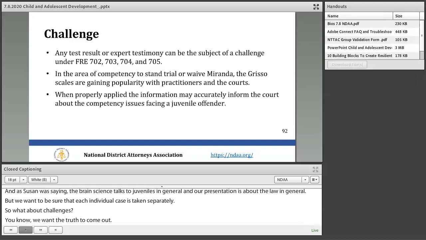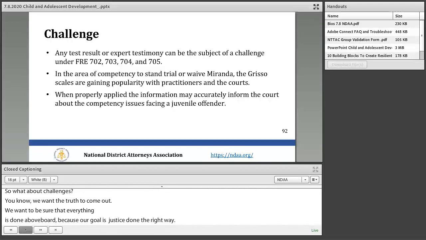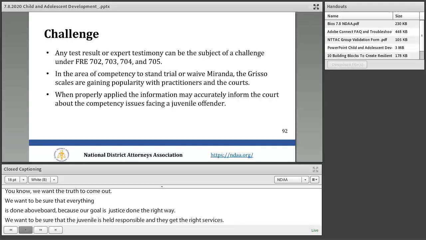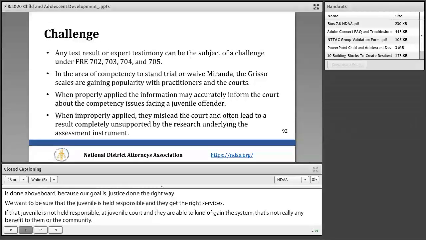So what about challenges? We want the truth to come out. We want to be sure that everything is done above board, because our goal is justice, is doing it the right way. I think the main point is that we want to be sure that the juvenile is held responsible and that they get the right services. If that juvenile is not held responsible at juvenile court, where our goal is rehabilitation and treatment, and they're able to game the system, that's not any benefit to them or to the community. This is their best chance to get the treatment and the resources that they need to not commit a new offense.